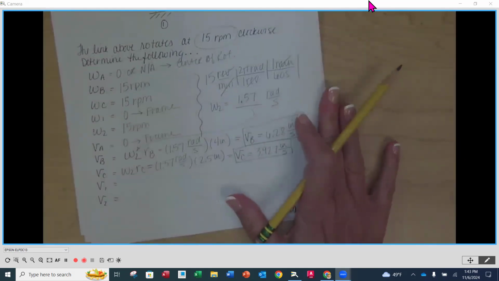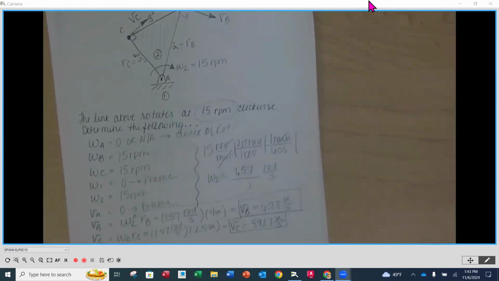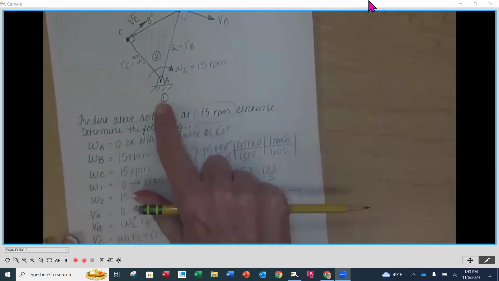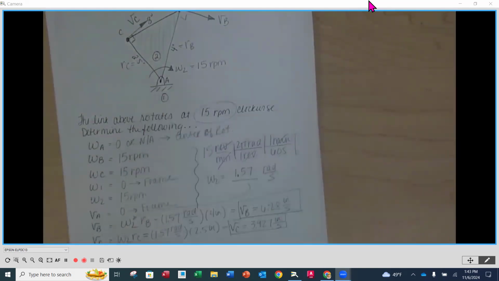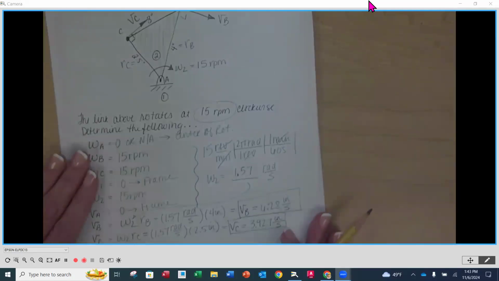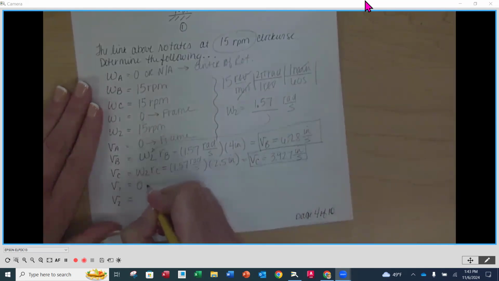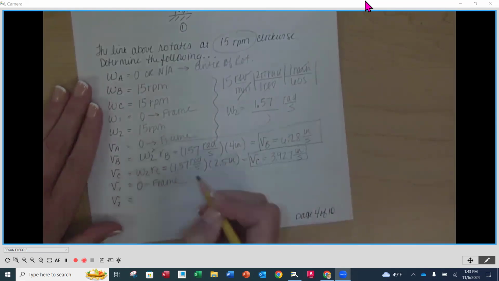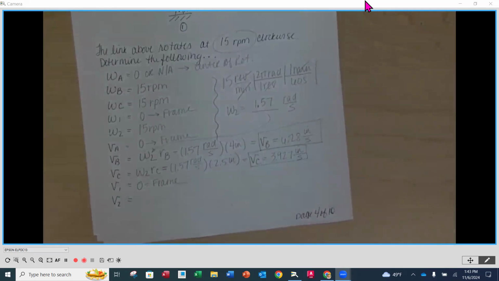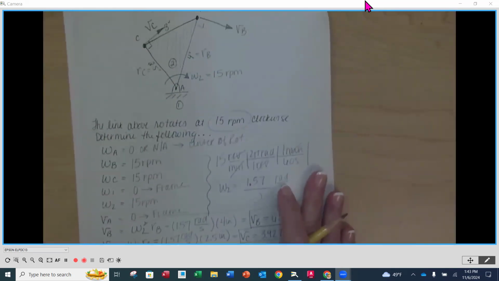Velocity of point number 1. Straight line velocity of, I'm sorry, of link number 1, not point number 1. Link number 1, that's the frame. Is there a straight line velocity there? No, it would be 0. It's the frame, right? Not moving. What about the straight line velocity of link number 2?